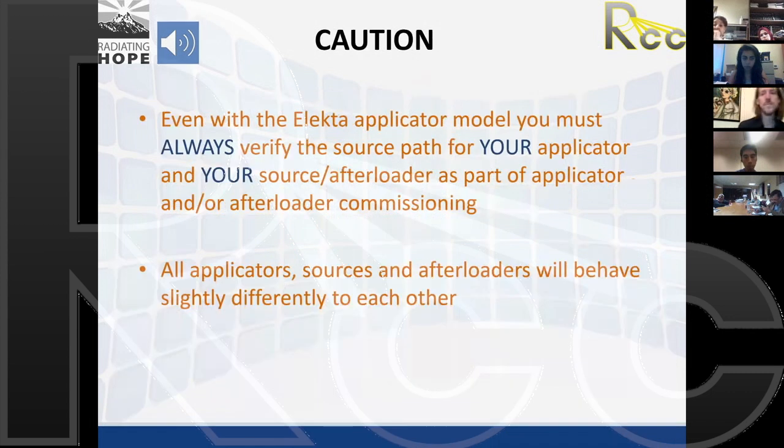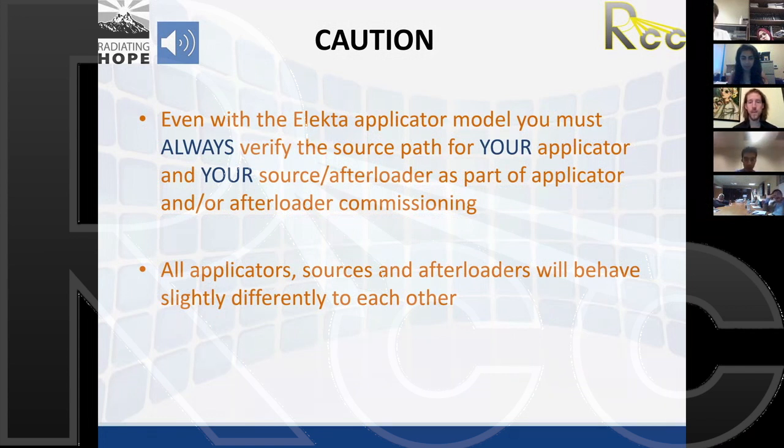Obviously, I want to spread a big word of caution. Even if your department has the Elekta applicator library and the applicator model for your particular ring applicator system, you must always verify the source path for your particular applicator and for your source and afterloader as part of the applicator commissioning. The applicator model that is created by Elekta is a generic applicator model, and you may find that your particular applicator does not meet the model requirements that Elekta provides.